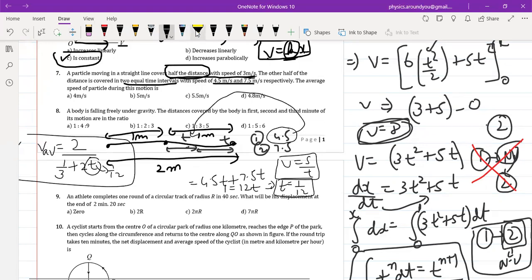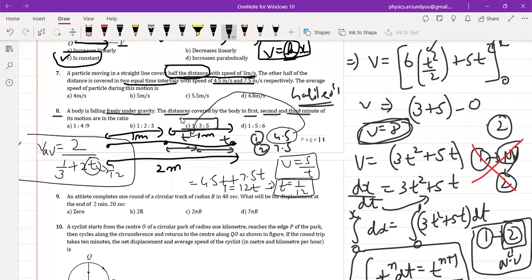Now coming to the eighth question, question number eight. The distance covered by a body falling freely under gravity in the first, second, and third. This is based on Galileo's law of distances. It is always found that in consecutive seconds, equal time intervals, the distance covered by a body falling freely under gravity is always in the ratio of successive odd numbers. So hence, the right answer should be 1 is to 3 is to 5. It may be first minute, second minute and third minute, or first second, second second, and third second, and so forth.